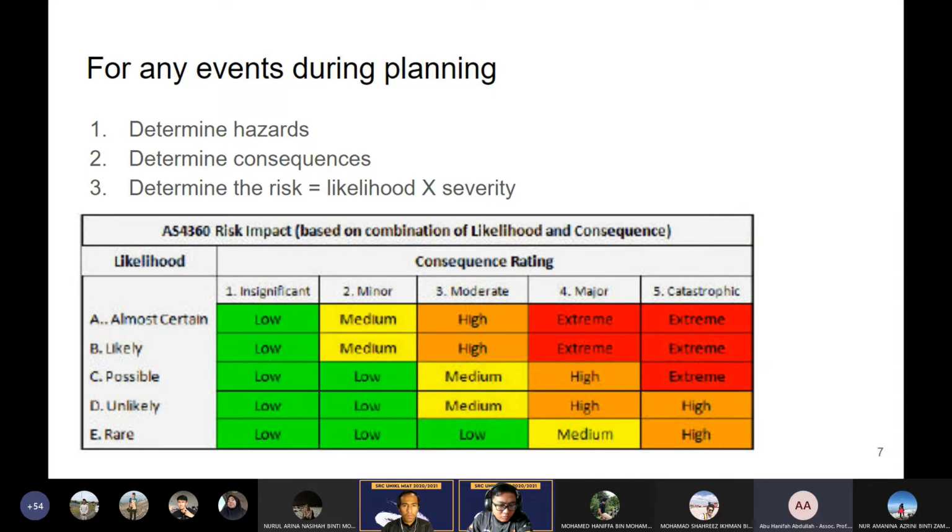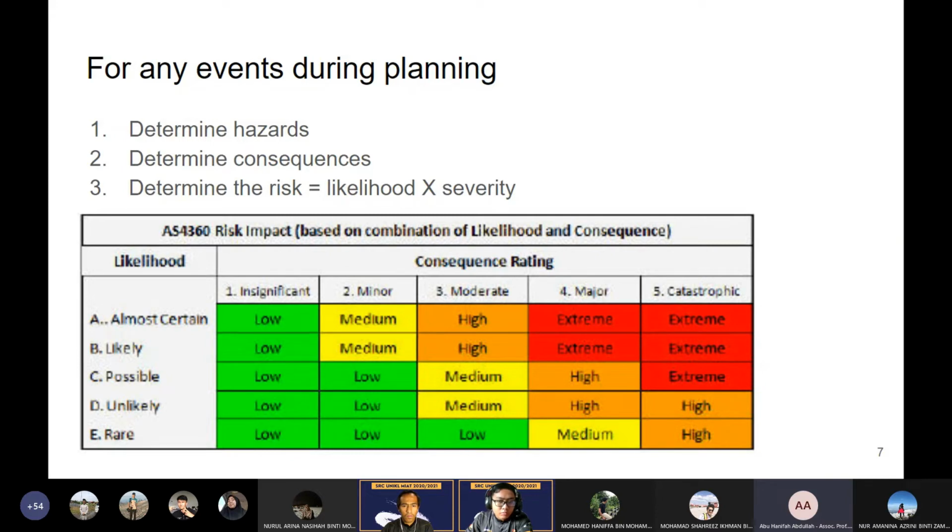If things are red, either you stop doing it or you have to mitigate to reduce it at least to orange or to yellow. The best is you mitigate down to low. The mitigation will reduce the number, the risk level.